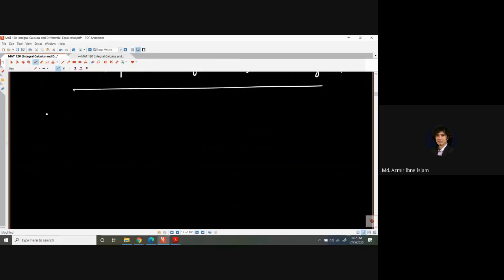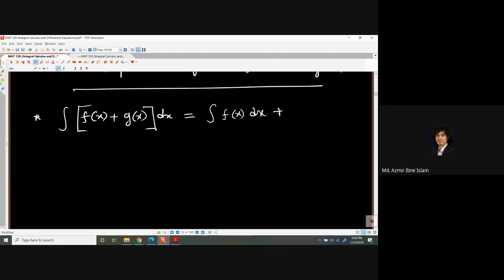First of all, suppose we have the integral of f(x) plus g(x). That means two functions are summed up, and we are going to evaluate the antiderivative. So what can we do? Integration allows us to separate this, the integration of f(x) with respect to x and the integration of g(x) with respect to x. The same holds if we have a negative here, it will be negative.